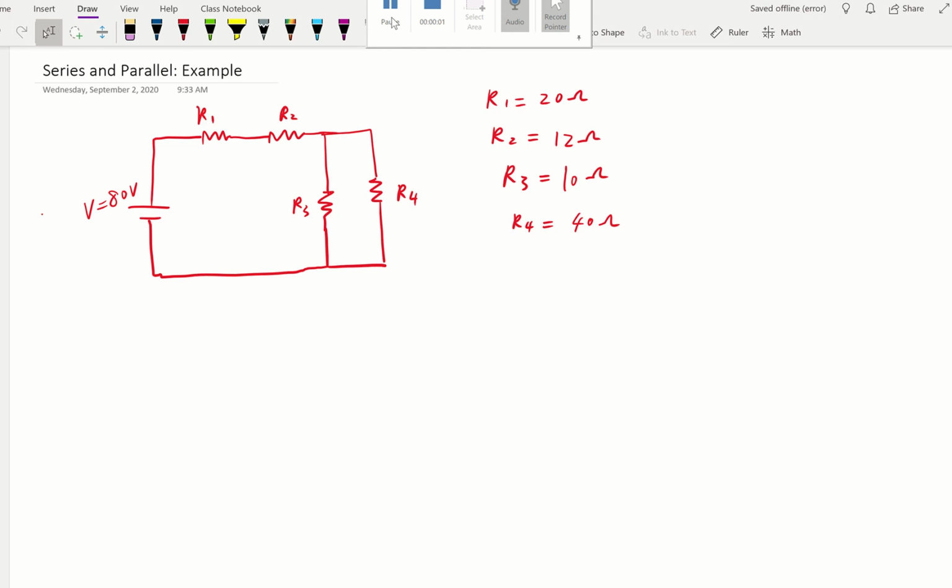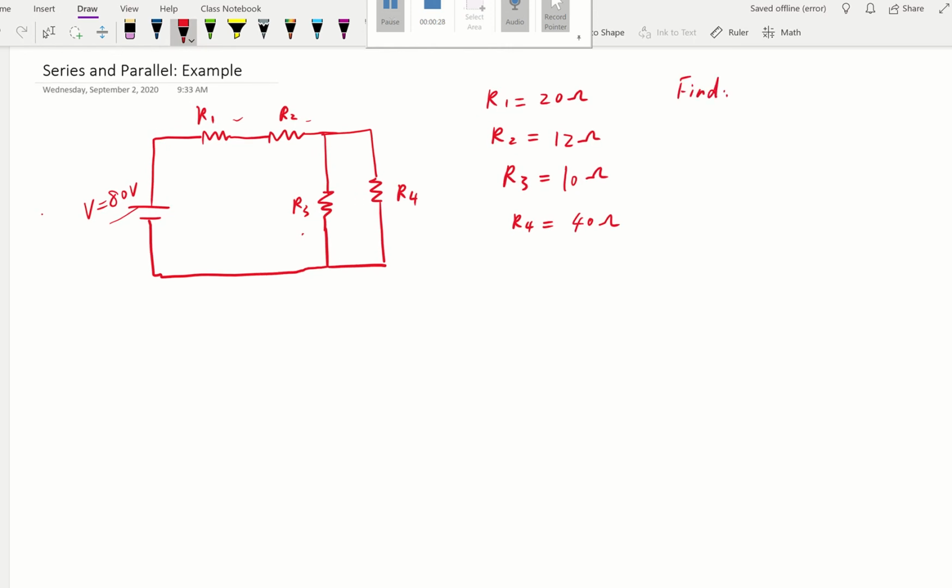Hi, in this example we're going to look at series and parallel circuits, to combine all the concepts of basic circuits together. Now you can see this diagram, and you have power of 80 volts applied. R1 and R2 are in series, and R3 and R4 are in parallel. So there are a few things we need to find out.